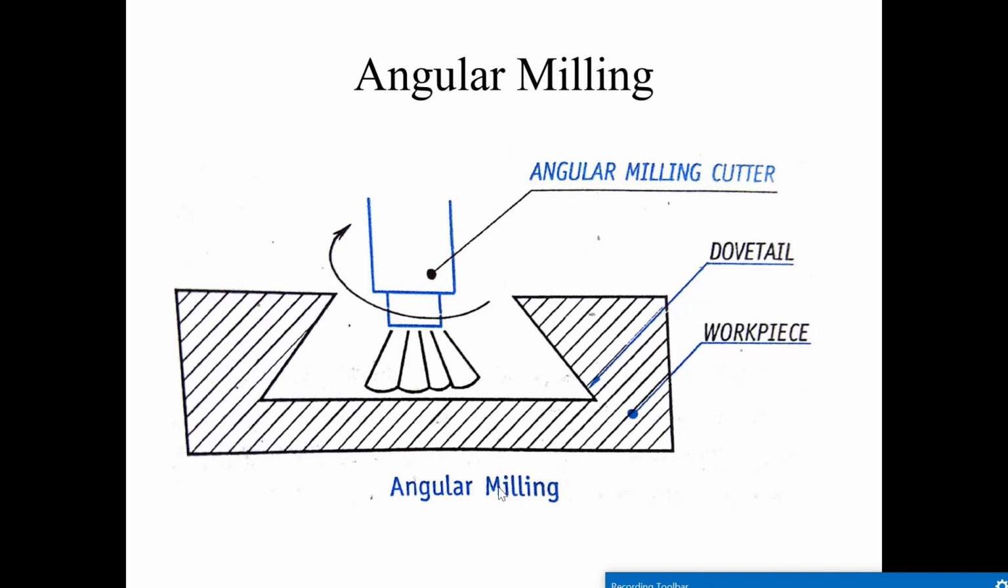Here in the angular milling operation, we are going to produce V grooves of a desired angle, or we can produce dovetail grooves also. It is accomplished by using a single or double angle cutter. We can use a single angle cutter here, so on one side we can use the angle, or we can use the double angle cutter.